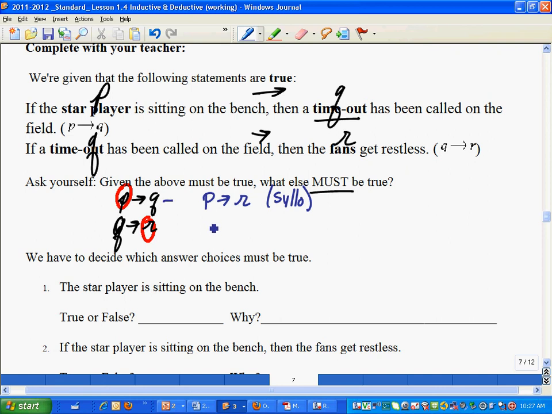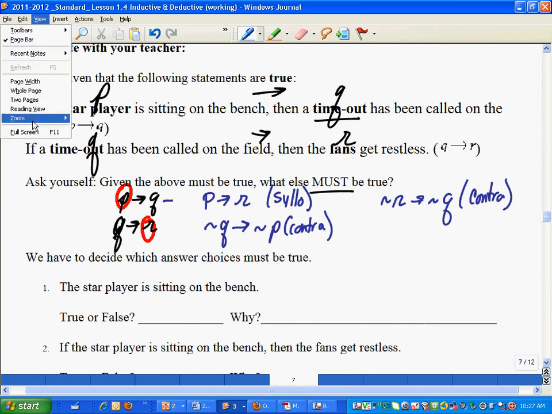All right, let's look at the next one. Star player seen on bench, fans get restless. What letter is star player? Star player is P. Restless fans, what's that? That's R. So let's look up here. Do we have a P then R? Yep. And guess what? That's syllogism. So this is true, and we write syllogism. If I use an abbreviation, you can use an abbreviation. Okay, let's try the next one, and then you'll be on your own. I'll take the training wheels off.